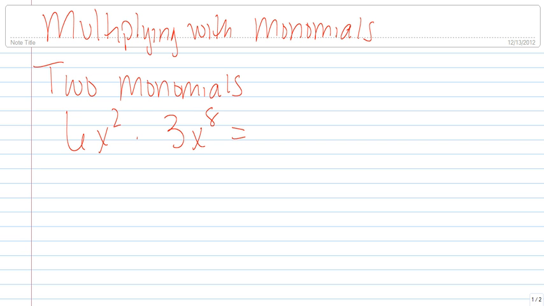So in my example here, I have 6x squared times 3x to the 8th. So multiply your two coefficients. So 6 times 3 is 18.